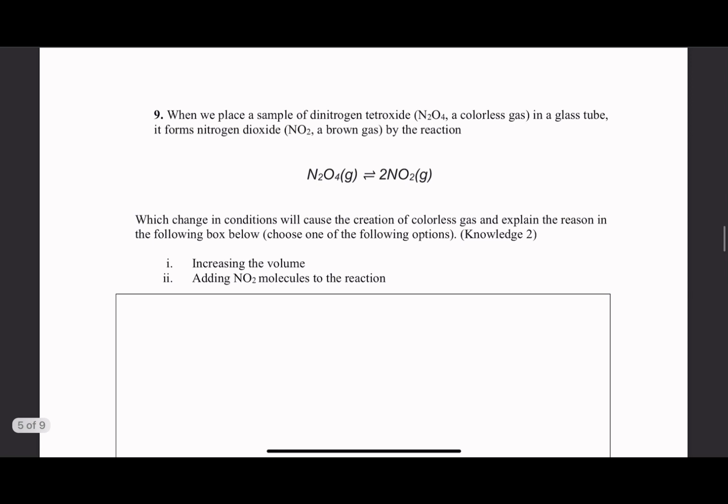Okay, so we go now to question number 9. We're talking about the N2O4 and 2NO2 molecules. Here, they are both in gas state. We have a different number of gas molecules, 1 here and 2 here. That means that pressure will affect equilibrium. If we had the same number of gas molecules, pressure would not affect it.